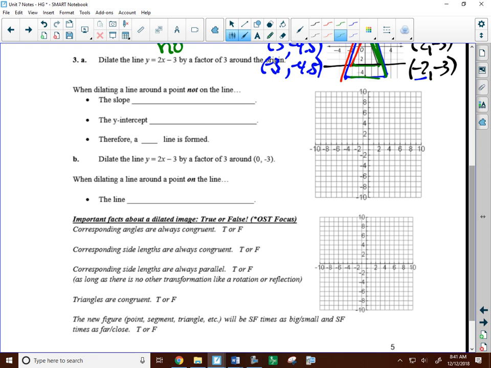All right, so dilate a line. Y equals 2x minus 3 by a factor of 3 around the origin. So what I want to do first is let's graph 2x minus 3. Remember, that's just the y-intercept is -3. Slope of 2. That's up 2, right 1. Up 2, right 1. And I can do more if I want there.